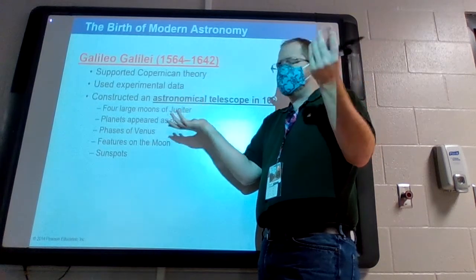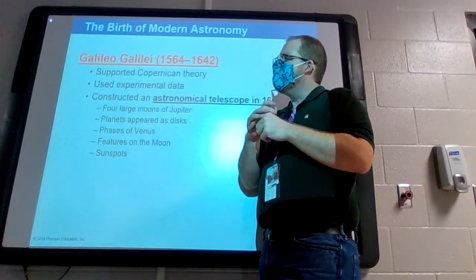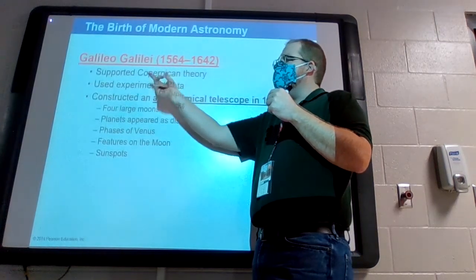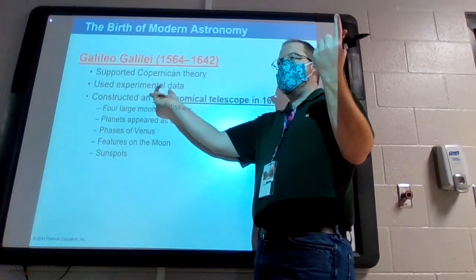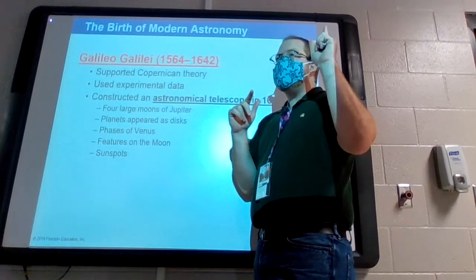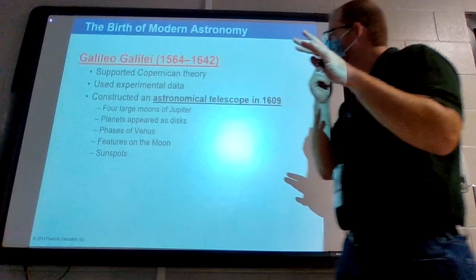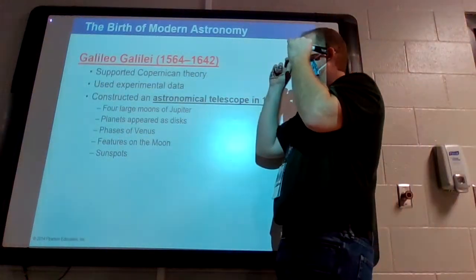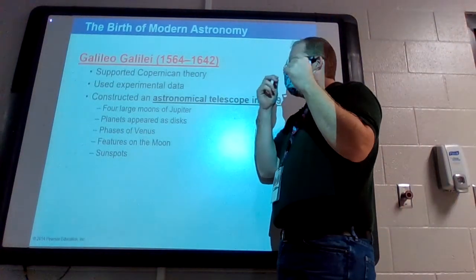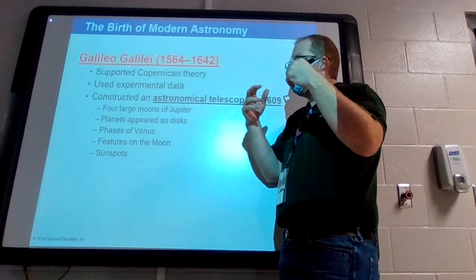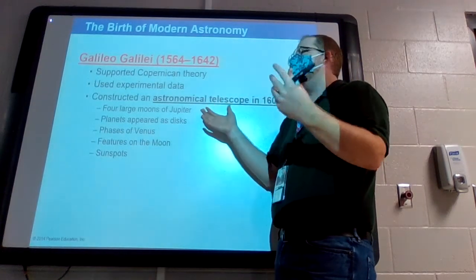So very quickly also, you get to Galileo Galilei, which, let's just appreciate that name. That is one of history's greatest names ever. That's just an awesome name. He supported the Copernican theory. He used experimental data. And although he did not invent the telescope, which is wrongly attributed to him sometimes, he was one of the first people to construct a very good one, and he kind of perfected the early telescope when he made his own.